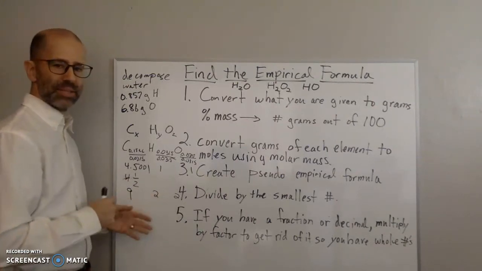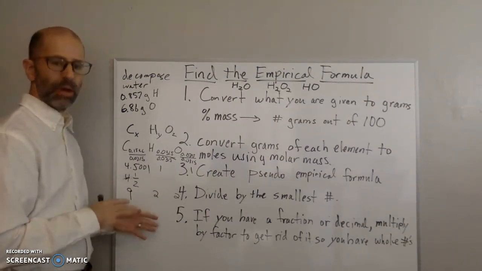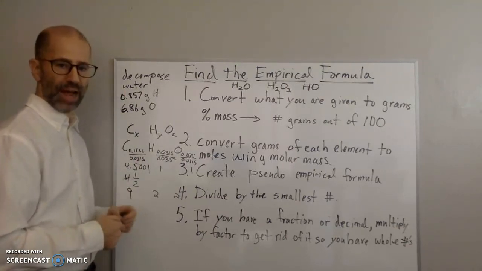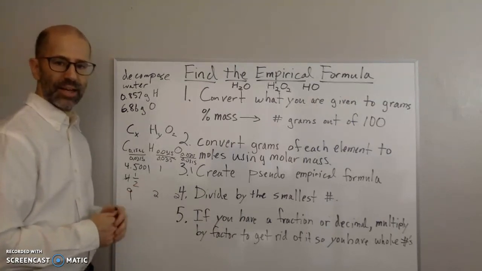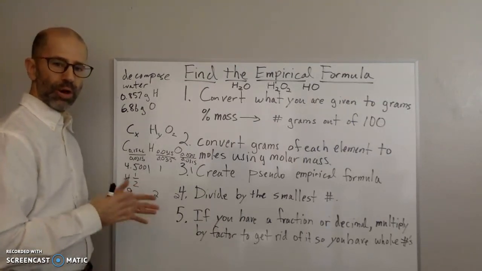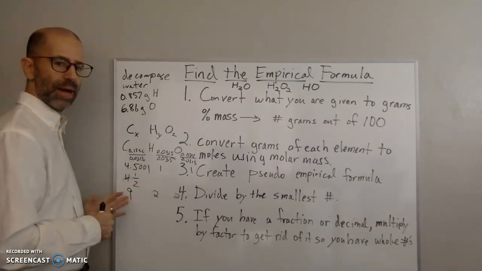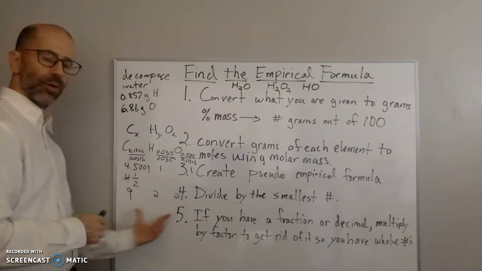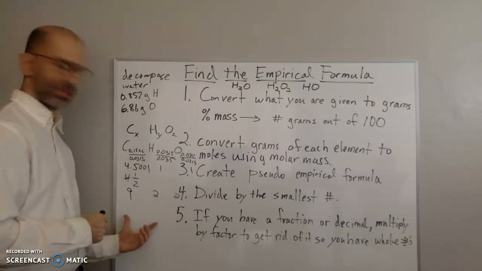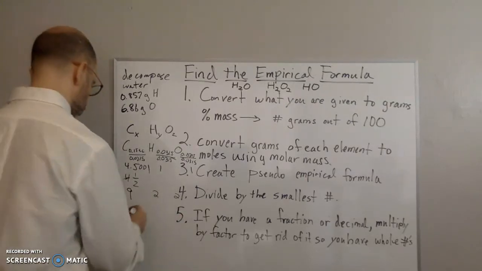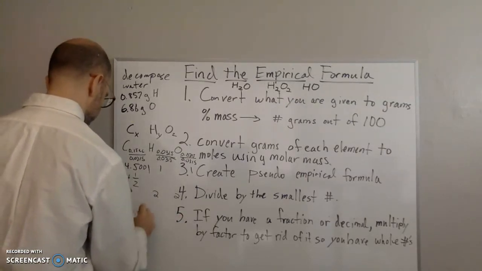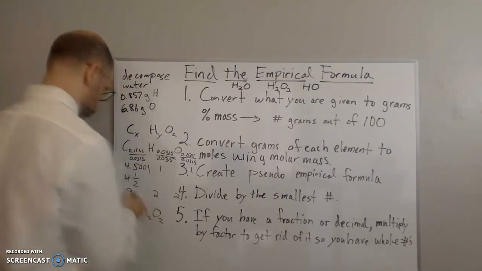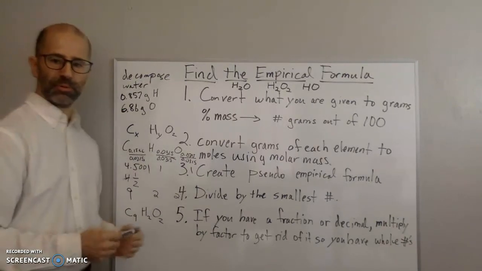So most of the time, it's not going to be something complicated. It'll probably be something very close to a half, like 4.5, or 2.5, or 3.4999. So round that to 0.5, and then multiply by 2 to get rid of it. So you multiply everything by 2, and then once you get rid of that fraction, you now have your whole number. So this would be C9H2O2, right? So for my hypothetical example.